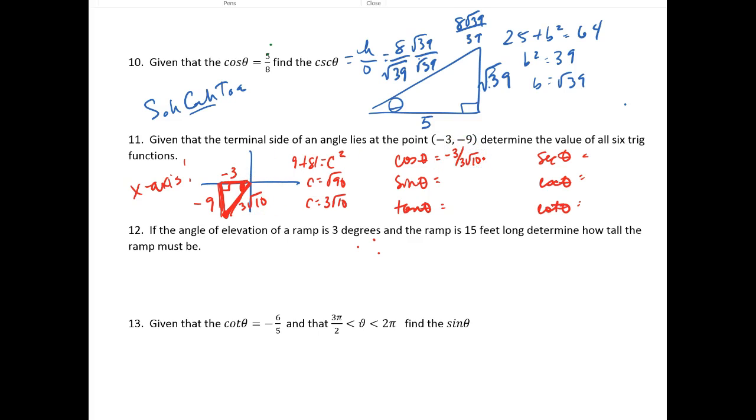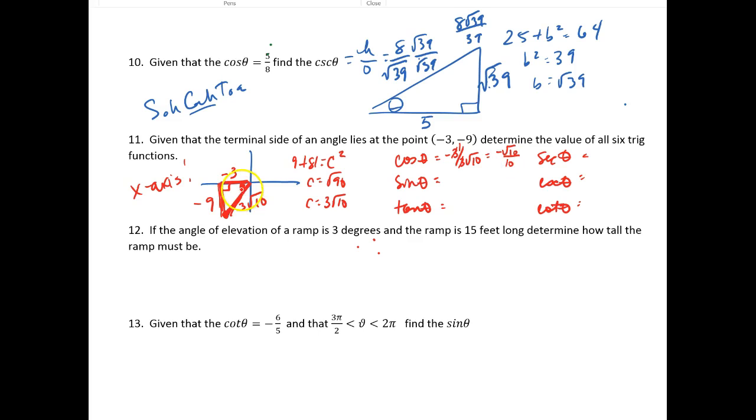Now you would want to reduce this. I'm only going to reduce the first one for the sake of time, but you would want to clean all these up. So this is actually a 3 over 3 cancels, right? So you have -1 over root 10. Then when you rationalize, that's going to be negative root 10 over 10.